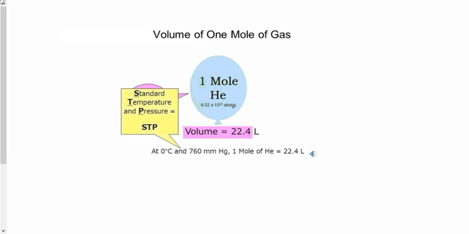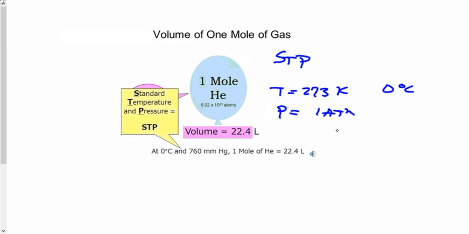Now, what is standard temperature and pressure? We give the letters STP for that. The standard temperature is 273 Kelvin, which is equivalent to 0 degrees Celsius, and the pressure is equal to 1 atmosphere. You can also have it equal to 101.3 kilopascals, which is also standard pressure. These are the two most common units we are going to be using for pressure, and Kelvin is what we have to use for temperature. You guys know that already.